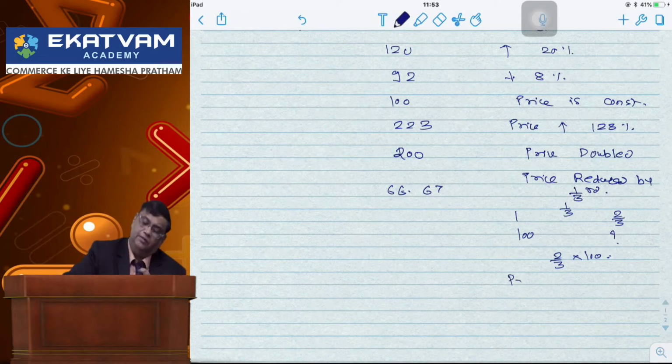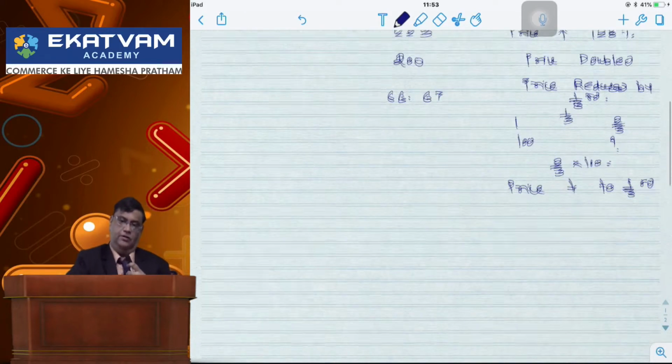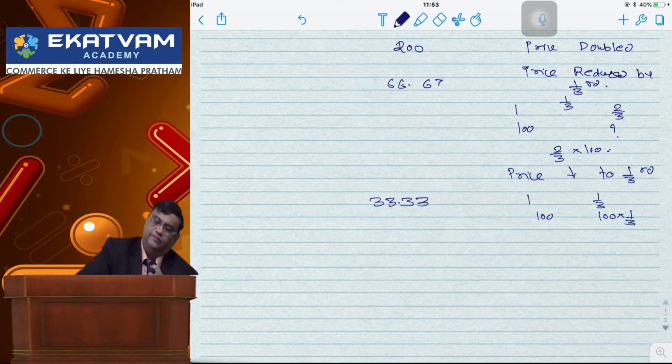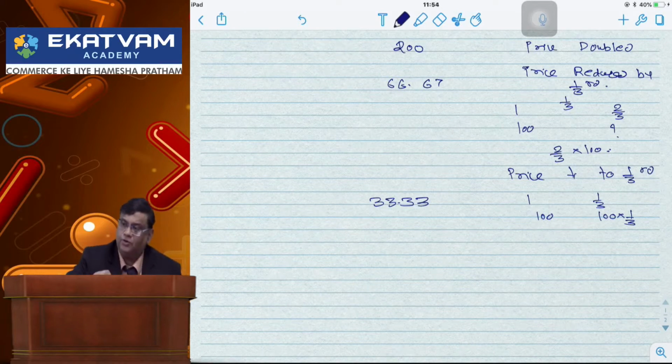But if I say the price reduced to 1/3, then tell me what does it mean? Then it means 1 has become 1/3. So 100 will become 100 into 1/3, and therefore the index number will be 33.33, because 100 into 1/3 is 33.33.